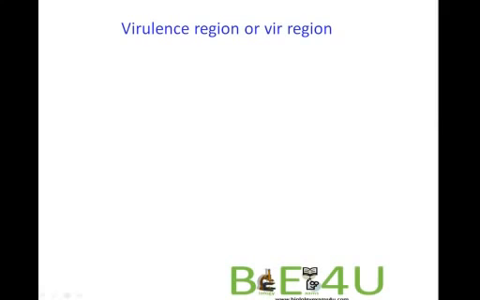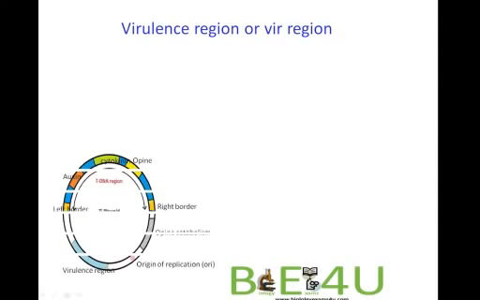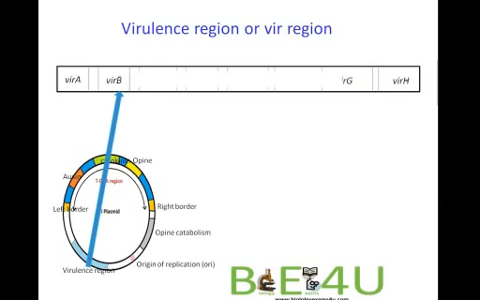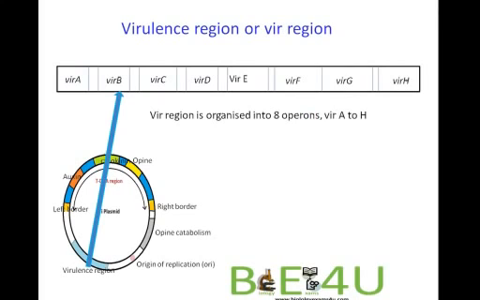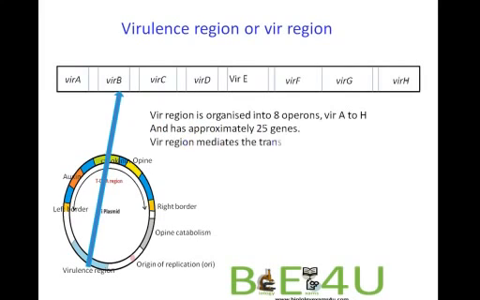plant genome. Now the second most important part of the plasmid is called the virulence region, or vir region. In this region, a number of genes are present, and these genes are organized into 8 operons designated vir A to vir H, with approximately 25 genes. The vir region mediates the transfer of tDNA to the plant genome, and regulates the transfer of tDNA and its successful integration into the plant genome.